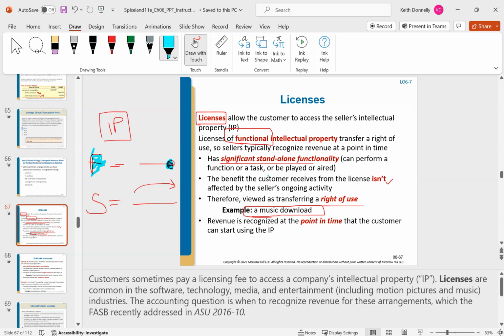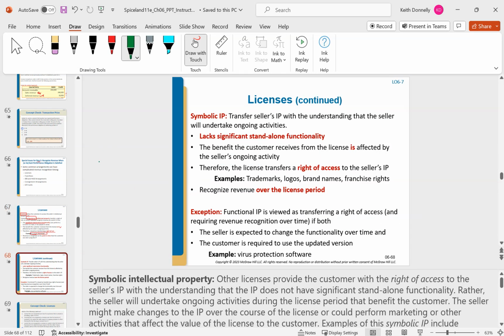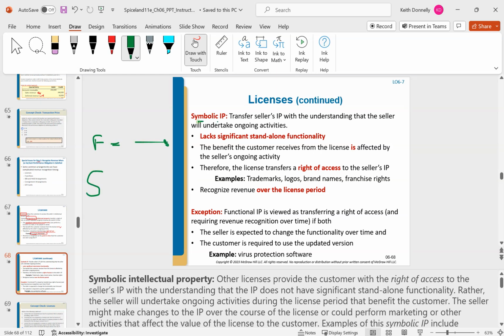Most software, assuming we aren't continuing to update it, if it's just "here you go, we sell the software," would probably also be functional IP. In distinction, we said functional IP is recognized at a point in time. We also have symbolic IP, where we're going to recognize revenue over a period of time.